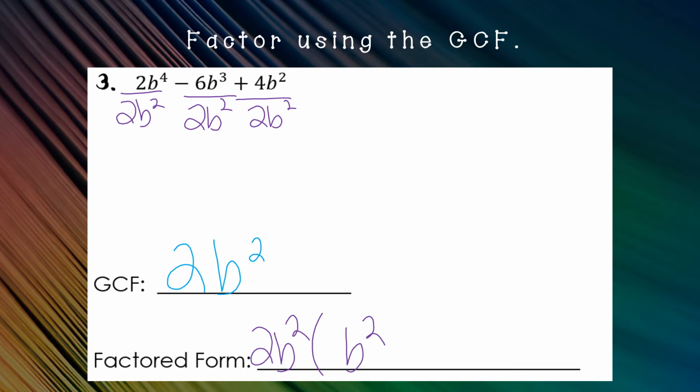Then I've got negative 6 divided by 2, which is negative 3. I've got b cubed up top, and I'm taking b squared away, so I've got 3, I'm taking 2 away. That's just going to leave me with a single b. And then we have 4 divided by 2, which is 2. I've got b squared up top, and I'm taking b squared away, so there will be no b's remaining. So my factored form, 2b squared, is one of my factors, and my other factor is b squared minus 3b plus 2. Again, we will go further in the upcoming days.